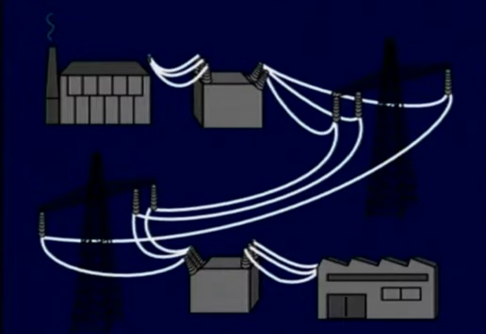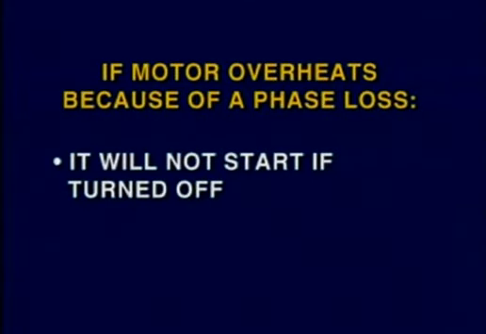In fact, a phase loss can happen after a storm, which has knocked out a line coming into the plant, or even by lightning striking a utilities transformer bank. If the motor is overheating due to these conditions, it will not start if it is turned off. In fact, it should be turned off as soon as possible, because otherwise it will burn out. Then you can investigate the problem further.